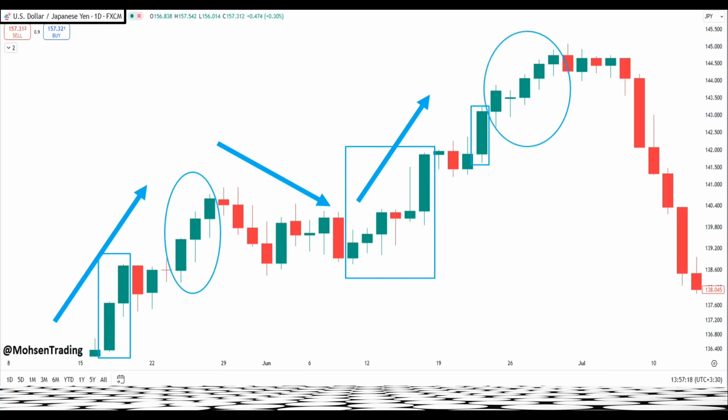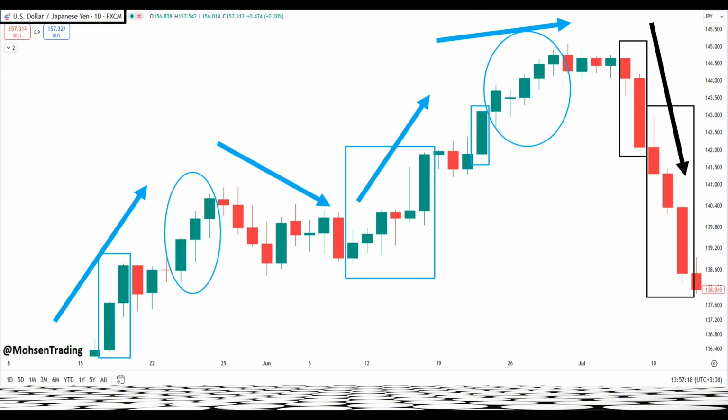Finally, after the candles shrink and a level is formed, we see two red candles indicating that the price is about to drop. The smaller candles indicate a pause in the trend, and then the red candles confirm the price move downward, signaling a potential reversal.